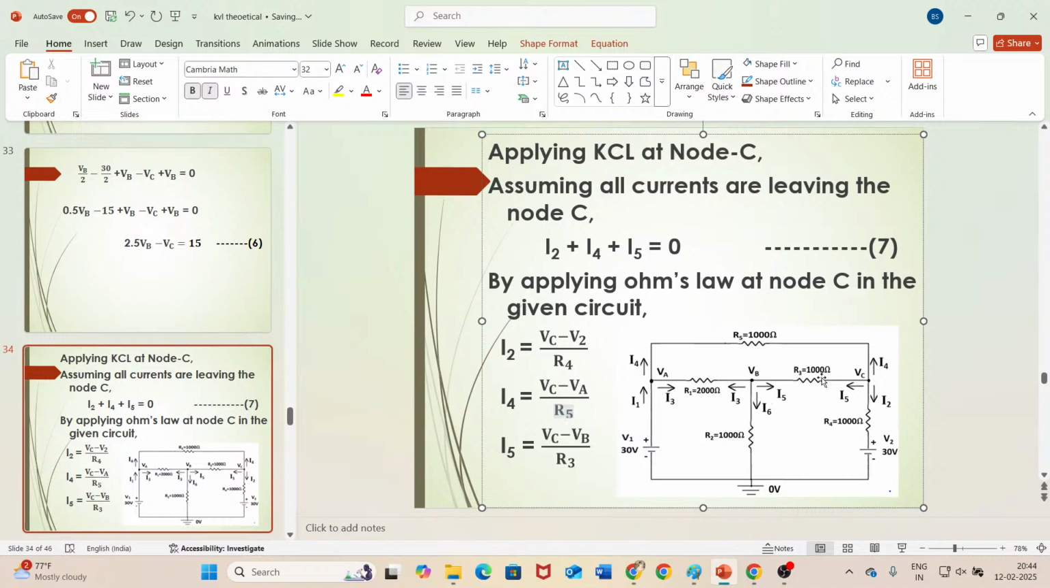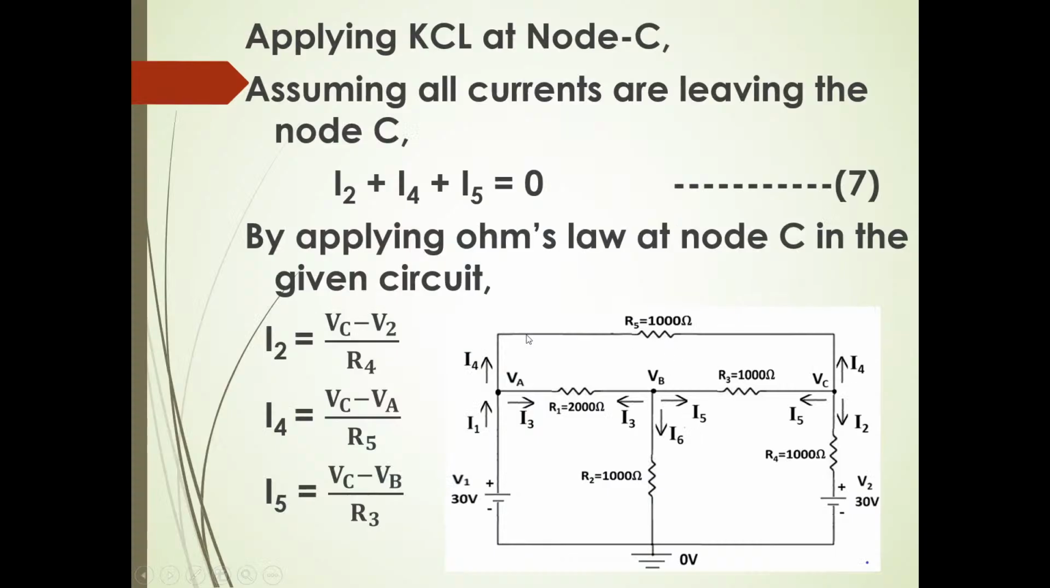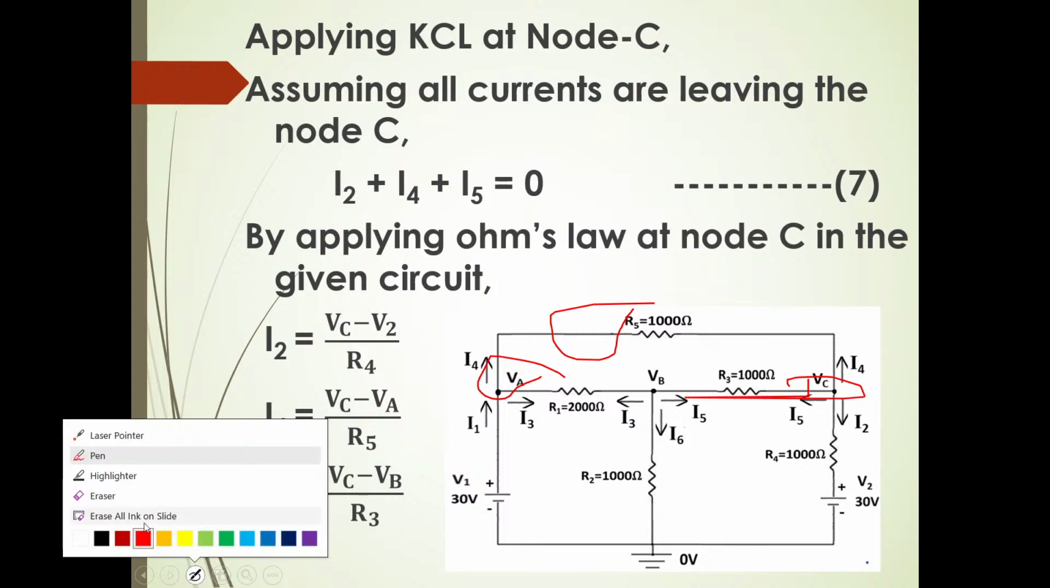This is it. I4 is what? Vc minus Va by R5, and I5 is Vc minus Vb by R3. Yeah, now it is correct. I will just save it. So what is I4? I4 is Vc minus Va divided by R5.